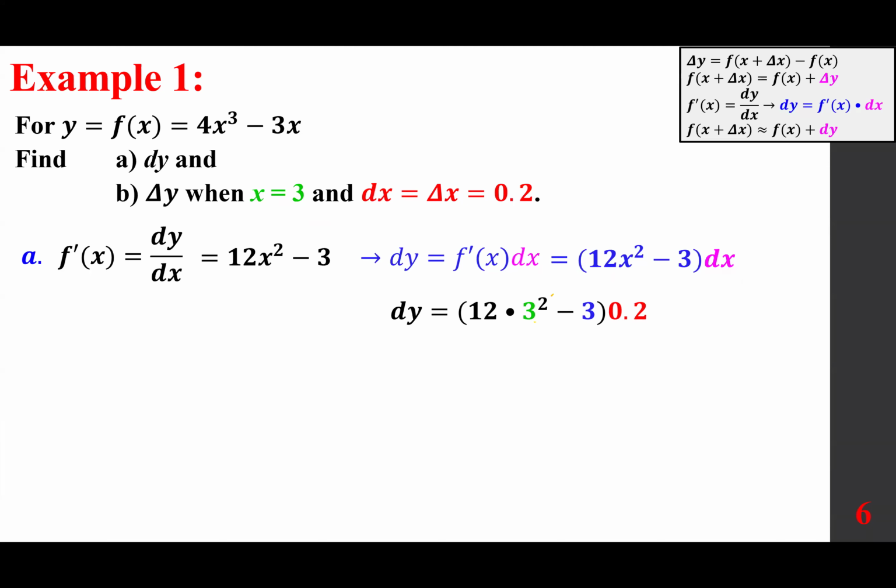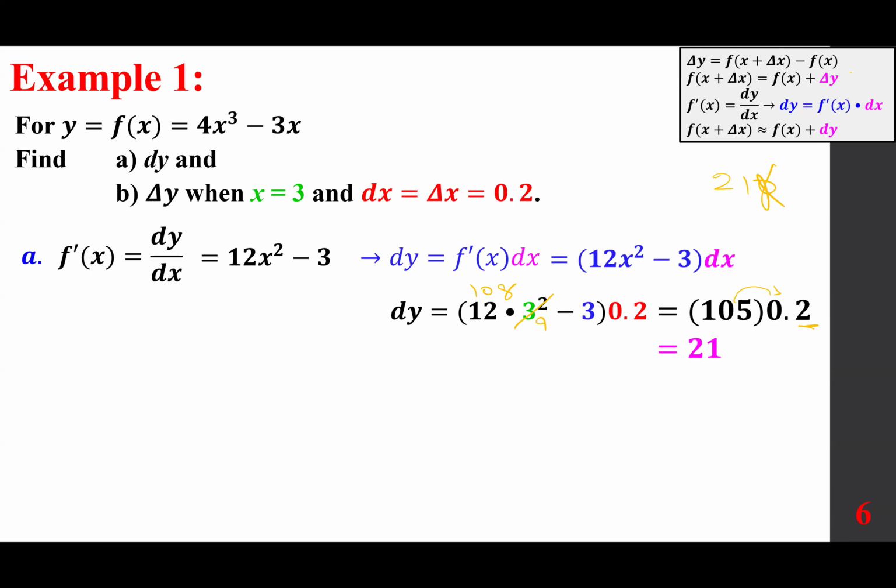So 12 times 3 squared, which is 9. 12 times 9 is 108. Minus 3 is 105. And I hope you see if you multiply 105 by 2, you get 210. You have one decimal, you get rid of one of the zeros, and so you get only 21. So you can do it in your head very easily.